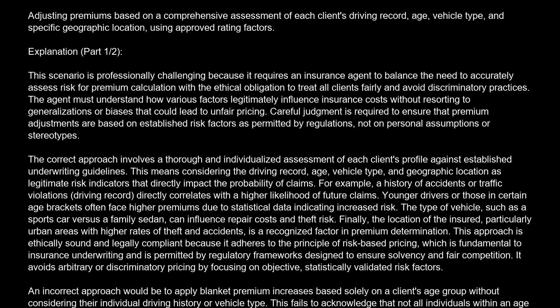This approach is ethically sound and legally compliant because it adheres to the principle of risk-based pricing, which is fundamental to insurance underwriting, and is permitted by regulatory frameworks designed to ensure solvency and fair competition. It avoids arbitrary or discriminatory pricing by focusing on objective, statistically validated risk factors.